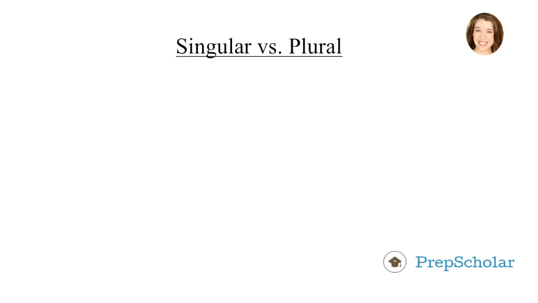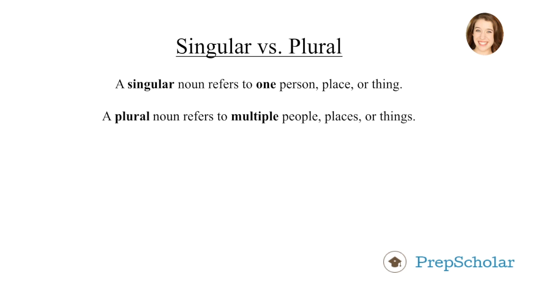Now that we've established that there is a difference in how verbs are used depending on whether or not we're talking about one person or thing or multiple people or things, it's time to talk about singulars versus plurals. A singular noun refers to one person, place, or thing. A plural noun refers to multiple people, places, or things. So let's go ahead and take a look at a couple of options and see if we can figure out if they're singular or plural.